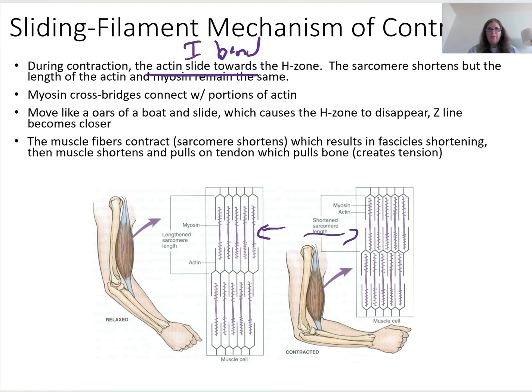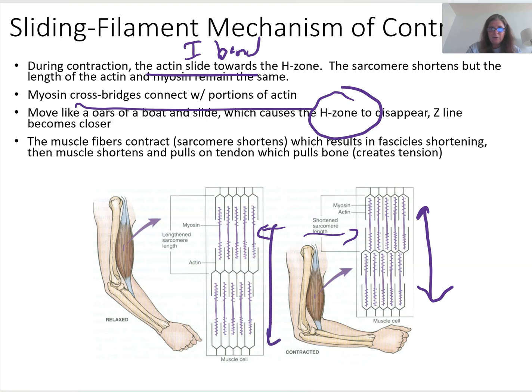to contract. So the myosin cross bridges have to get a hold of actin. They have to grab a hold of that active site. So we have to get that TT complex out of the way. And when it happens, they just kind of pull like oars on a boat or tug of war, and they just slowly pull that together, and the H zone disappears. And the Z lines, you can see how this gets closer together now, right? It's further apart here. And then that's going to create the tension, which is going to cause the muscle contraction.